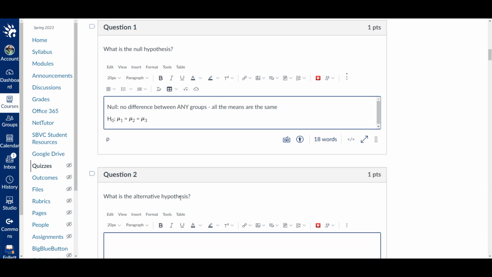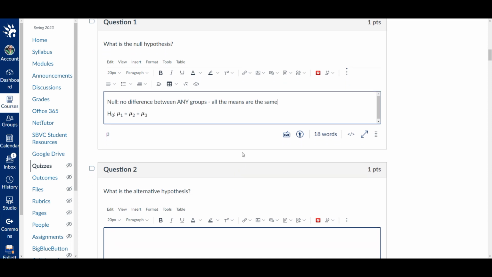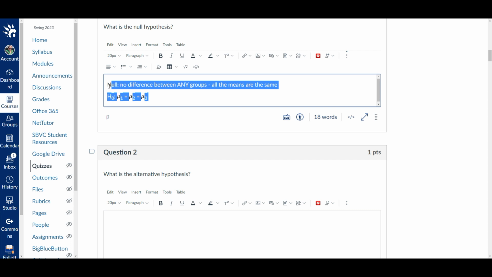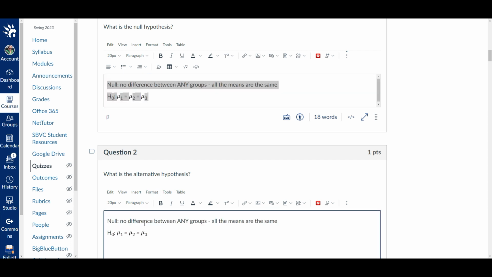So when it comes to our alternative hypothesis, this is a little different potentially in ANOVA because we have different possibilities under the alternative hypothesis. If our null is that there is no difference, then our alternative is that there is some difference between any groups, really, that all the means are not the same.